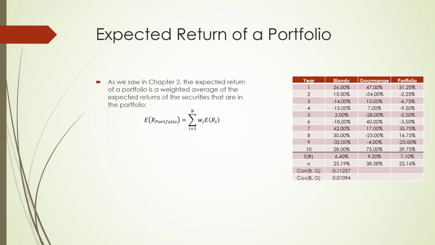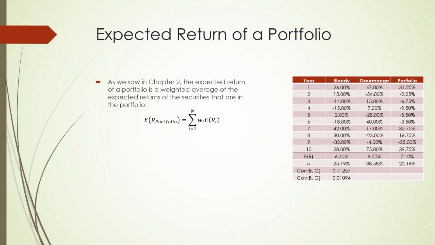So let's review a little bit. In Chapter 2, we saw that the expected return of a portfolio was simply a weighted average of the expected returns of the securities that are in the portfolio. You might recall that we had an example with two stocks, Blandy and Gourmand, and one of the portfolios we built included 75% of the money invested in Blandy and the other 25% in Gourmand.